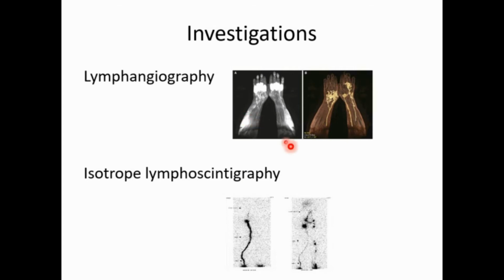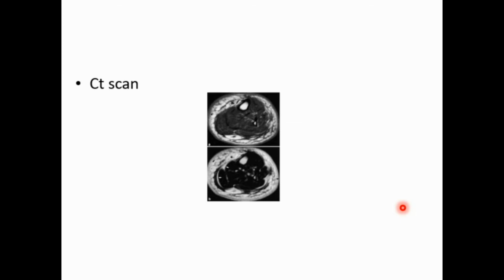obliteration. Second is isotope lymphoscintigraphy, in which radioisotope technetium is injected at the interdigital space and the dye flows through the lymphatic channel, and serial radiographs are taken from a gamma camera. The third investigation is CT scan. The CT scan of lymphedema gives a honeycomb pattern in the subcutaneous area, as you can see in this slide.